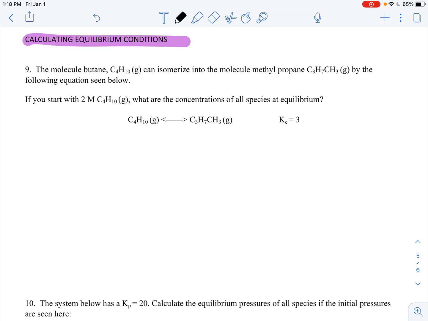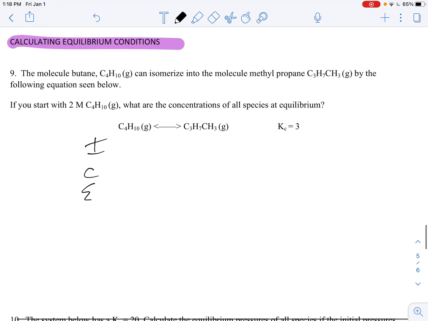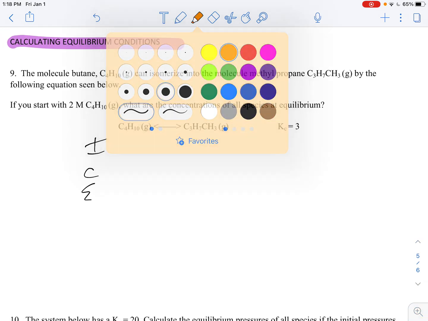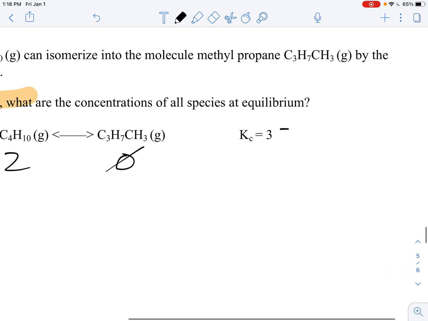Number 9. What happens if they give you all of the proper information and instead they want you to figure out what it is at equilibrium? All right, so again, all of these things are set up in the exact same way. I got an I, I got a C, and I got an E. And let's read the context clues of the problem. It says that we're starting with 2 molar of that. So I'm starting with 2 of that. It doesn't say anything about that. And we're doing Kc, so that's fine.